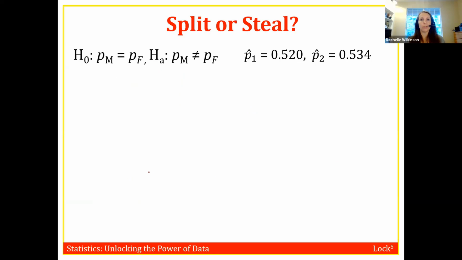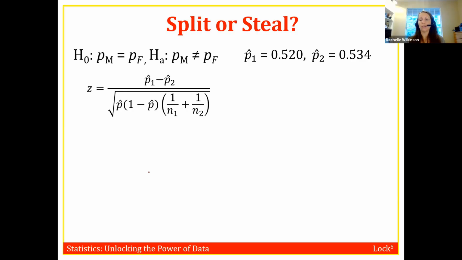So now I'm ready to compute my test statistic. So there's my hypotheses. I've got my sample proportion. Here's my formula for the test statistic. We are going to end up using that standard error calculator to calculate the standard error, which is the whole denominator here. But I do want you to know how to calculate a pooled proportion. So let's talk about how we'd calculate the pooled proportion for this one.